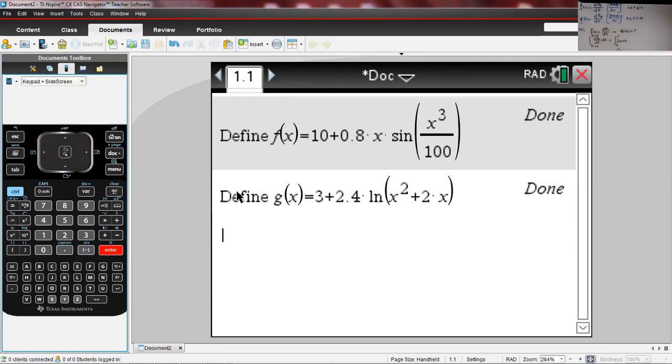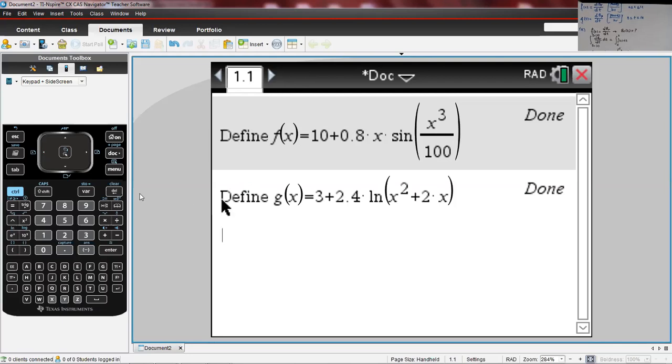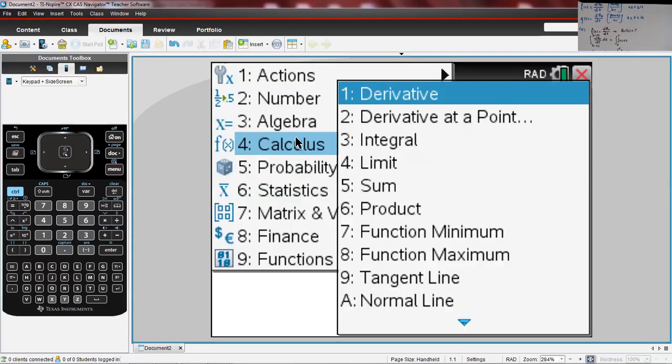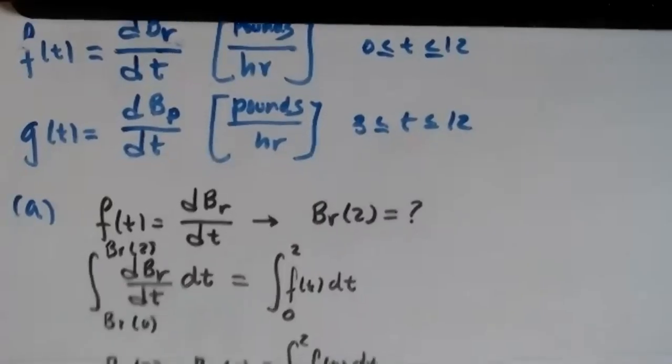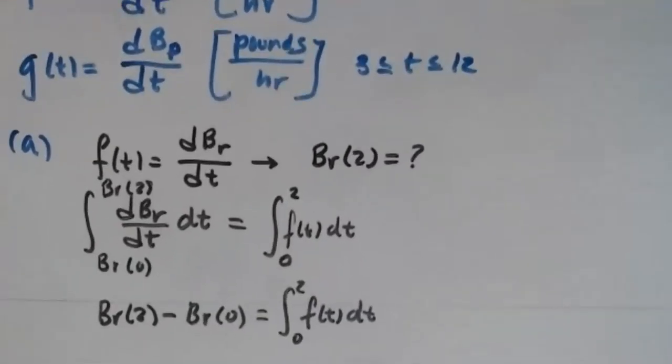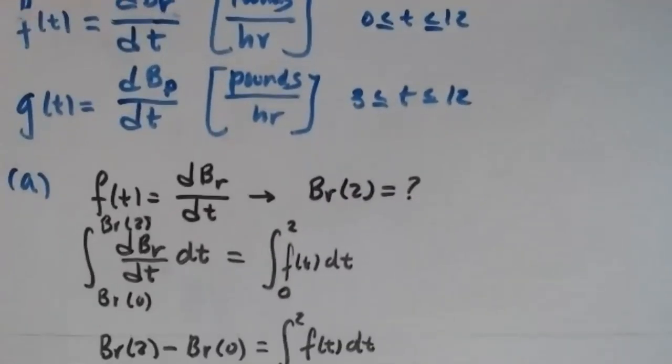Okay, now what do I have to do? I have to do the integral of f. So the only thing I have to do is menu, calculus, integral, and then integrate from 0 to 2, and I put f of x dx, correct? I have to integrate this function, same as I put here in my paper. So it's the integral from 0 to 2 of f(t) dt.